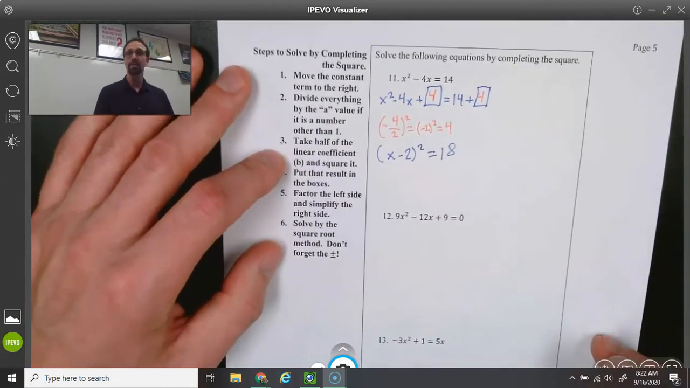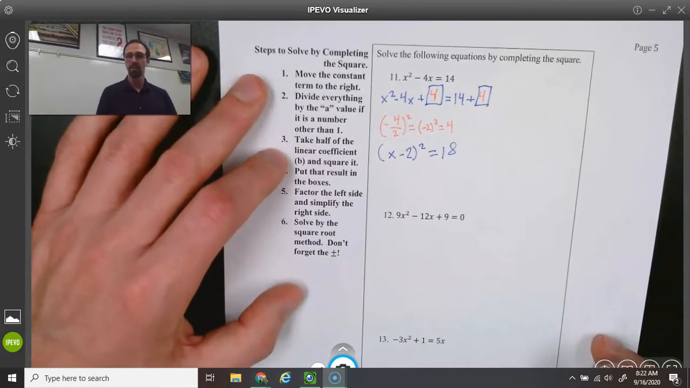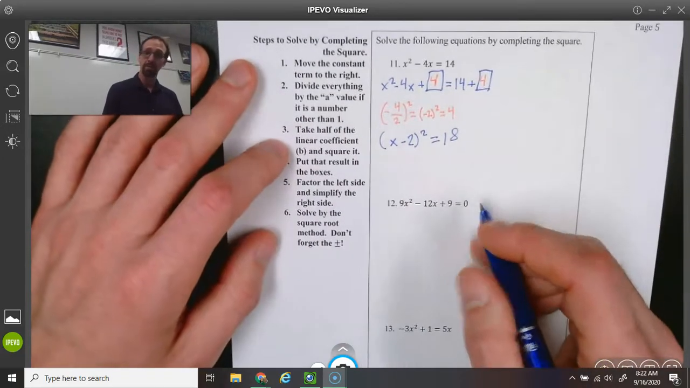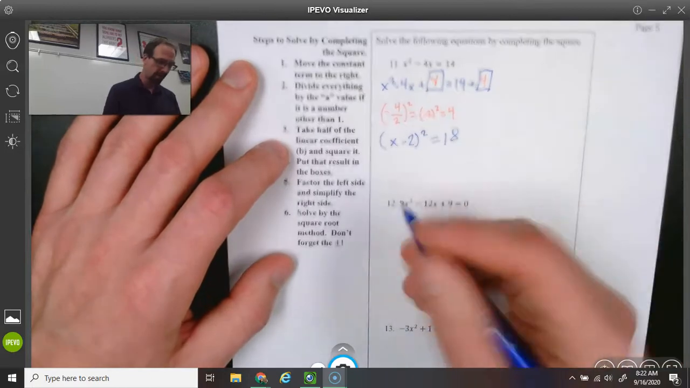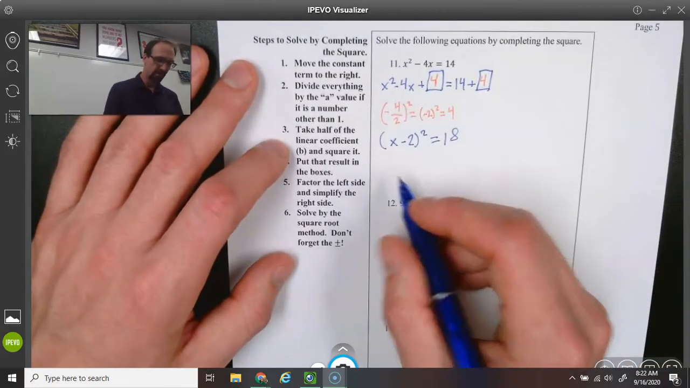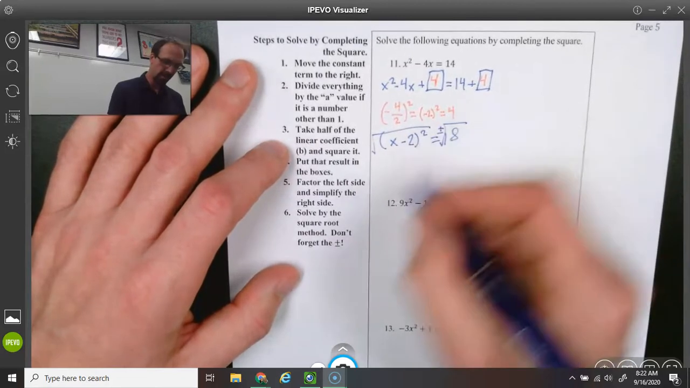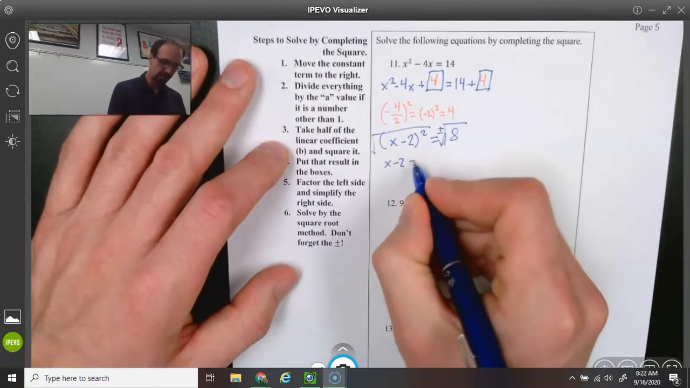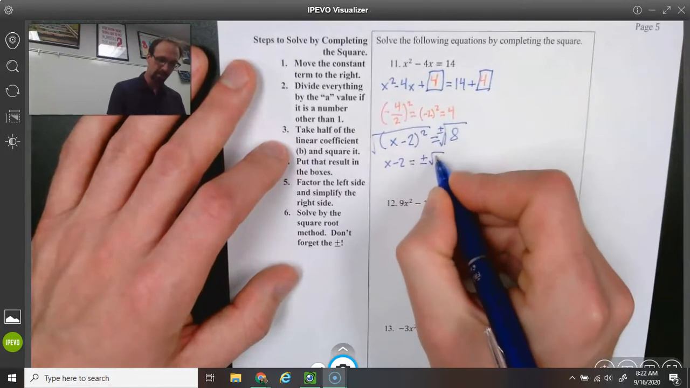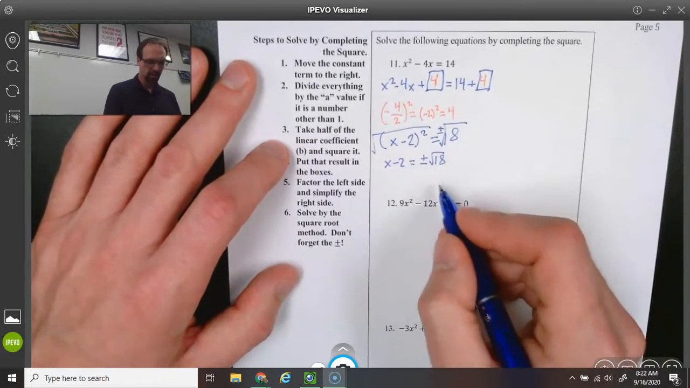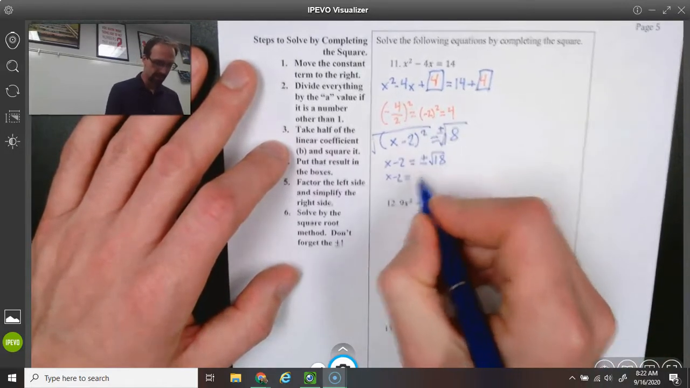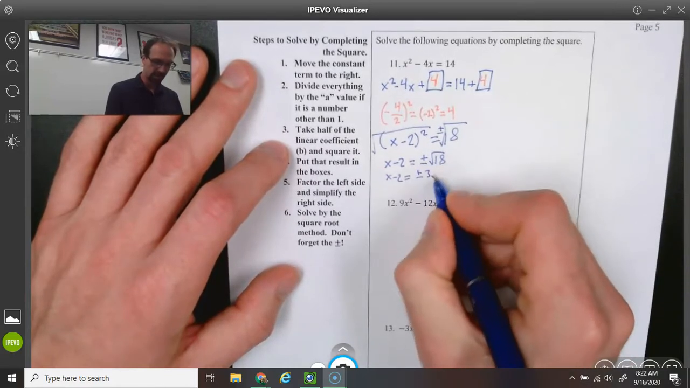And then now we can solve by using the square root method that we talked about previously. Remember, when we square root, we have to have the plus or minus on the other side of the term without the variable. So I'm going to go ahead and square root both sides. Square root, plus minus. So I have x minus 2 is equal to plus or minus the square root of 18. Square root of 18 is, let's see, that's going to be 3 radical 2.